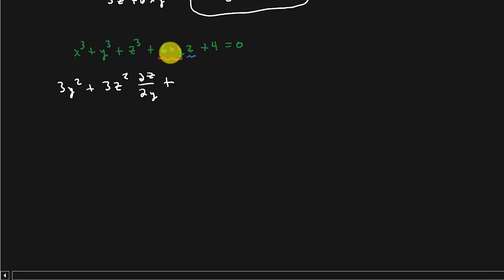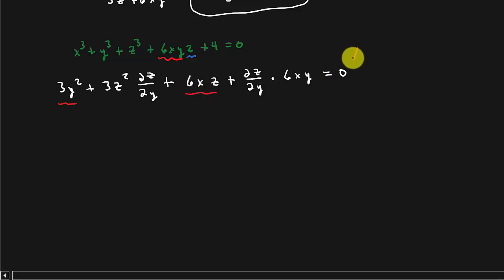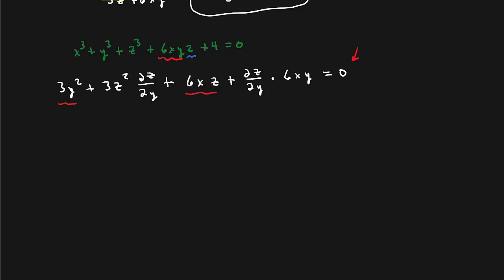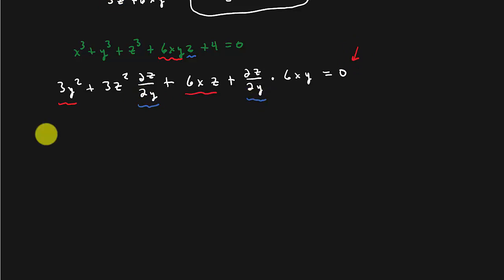So the derivative of the first function, that's going to be 6x, times the second function, which is z, plus the derivative of the second function, so that's partial z with respect to y, times the first, 6xy. And then the derivative of 4 is 0, derivative of 0 is 0. And then once again, this and this, I'm going to move over here. And then I'm going to factor out a partial of z with respect to y.